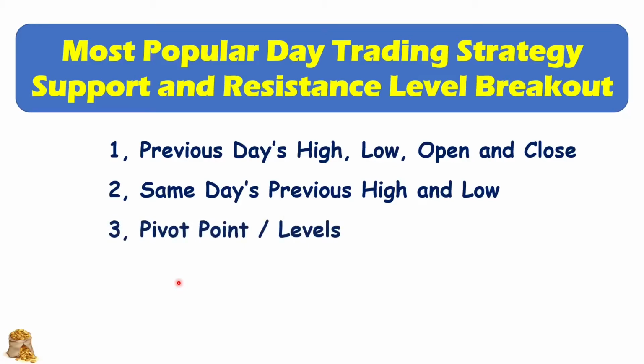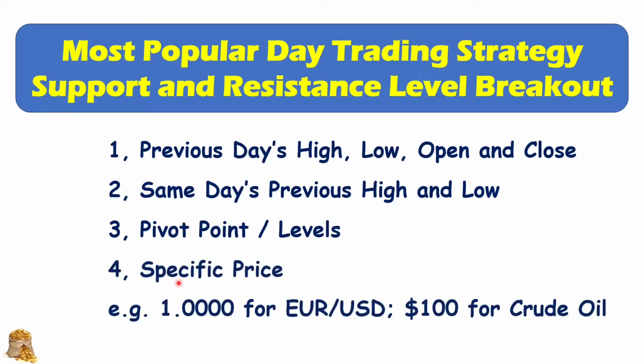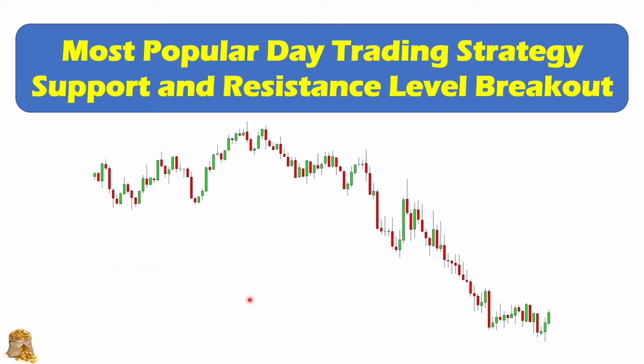We can also use the pivot points or levels. You can search online to see the calculation for the pivot levels, and most of the brokers will provide these pivot levels in their chart. We can also use a specific price, like 1.0000 for euro or $100 for crude oil, or any other support or resistance levels that you discover in your trading. Here is an example.